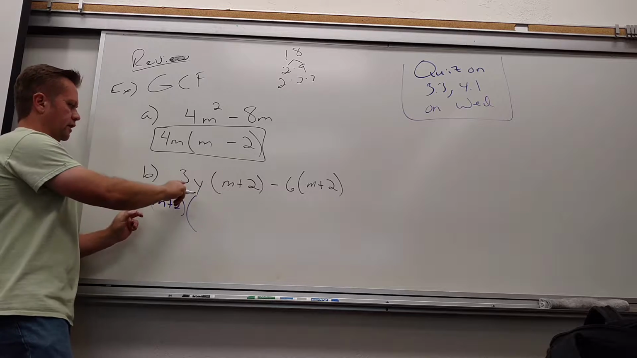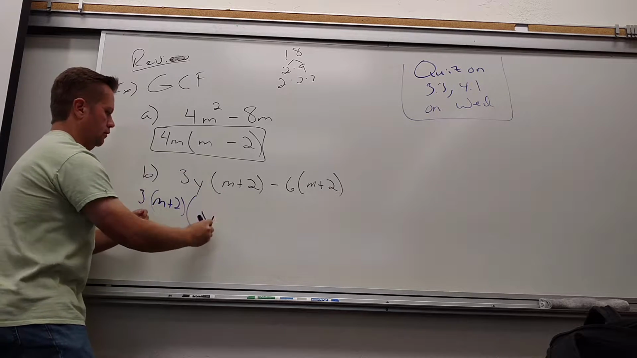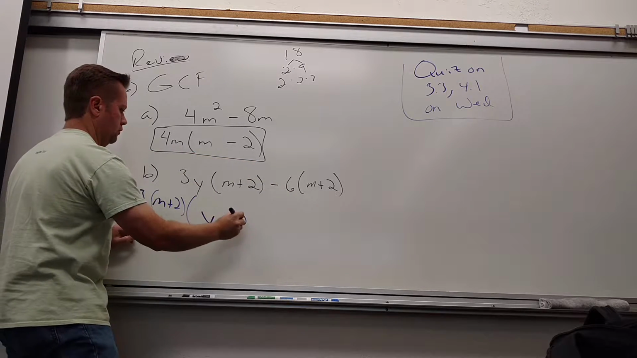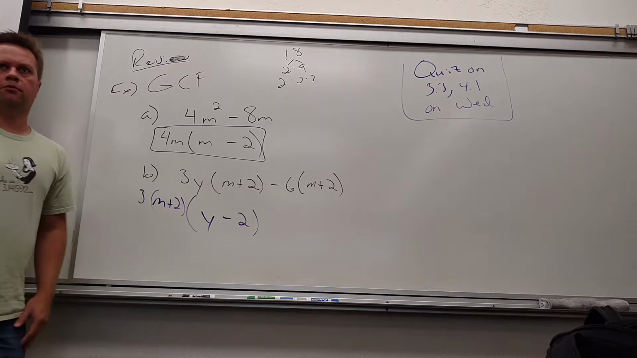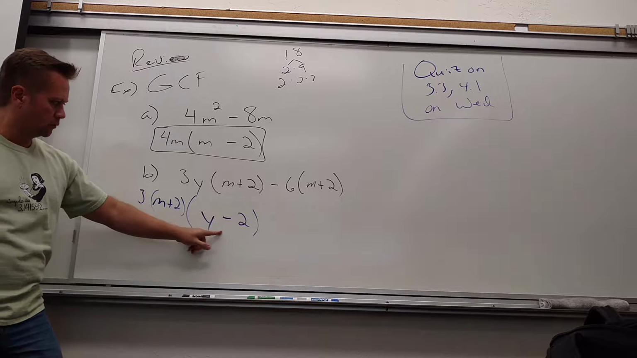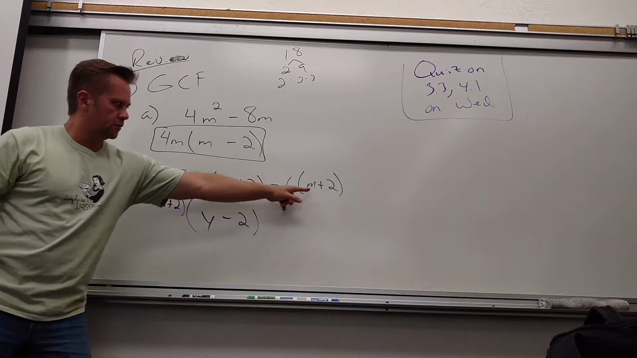So what would be left if I take a 3 and an m plus 2 out of the first guy? 1. A y. And what's left of the second guy? 2. 6 divided by 3 is 2. And I took his m plus 2 away, poor little dude. If you multiply this back in, you get 3 times y times m plus 2. 3 times 2 is 6 times m plus 2. There it is.